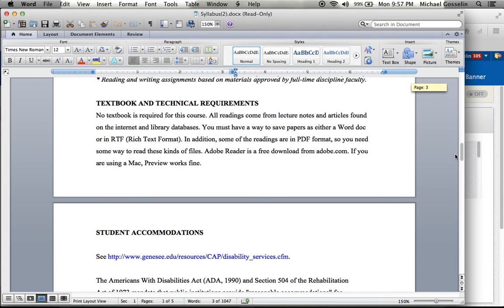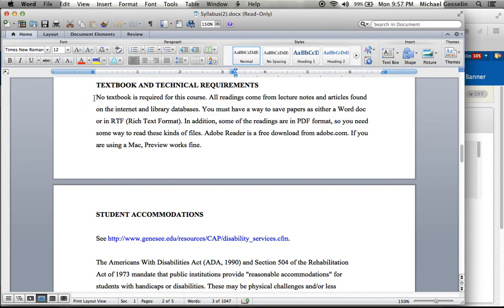Textbook. Several people have already emailed me about the fact that they were a little concerned that the bookstore didn't have the book. Well, there is no book. I don't require a textbook for this class. I've learned a little while back that everything I need, I can either give you myself or it's on the internet. I'm not going to make you spend $100 on a textbook that no one's going to use.